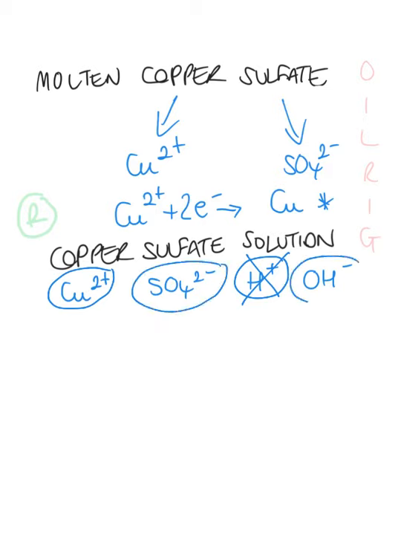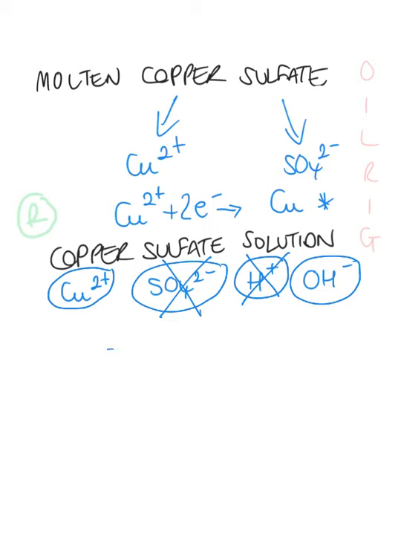Look at your 2 negative ions. The rule was, if you have 2 negative ions and one of them is a halogen, the halogen will be discharged. If there is not a halogen, then oxygen will be produced. Now we get the oxygen from the hydroxide ion, not the sulfate ion, and that is the one that we'll be doing the half equation for.